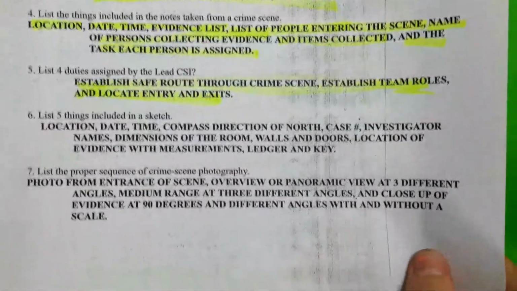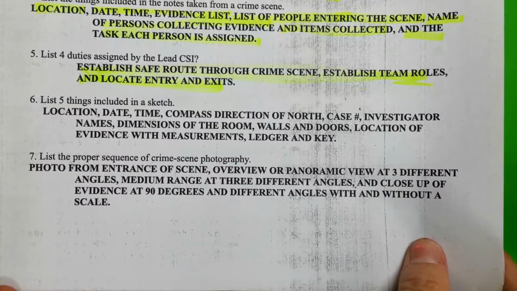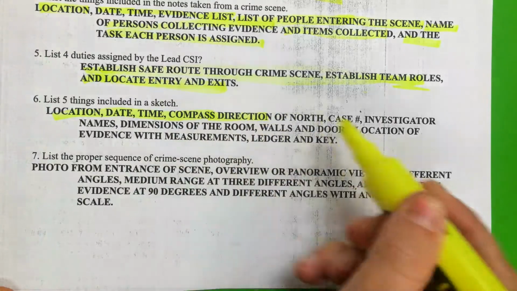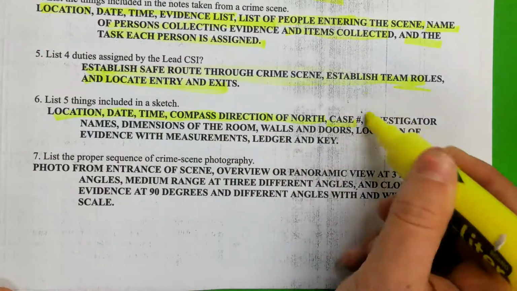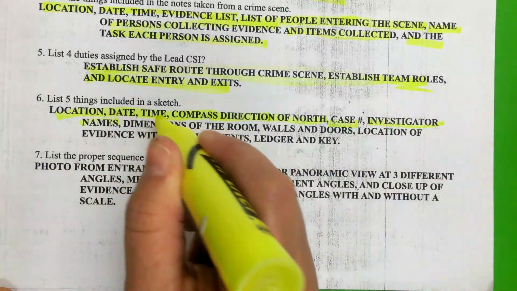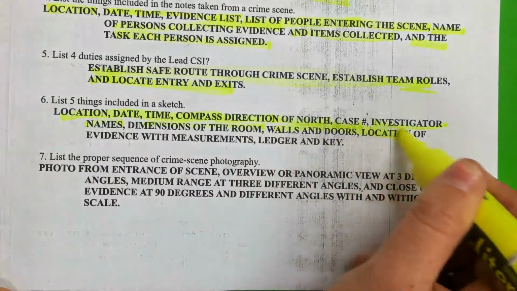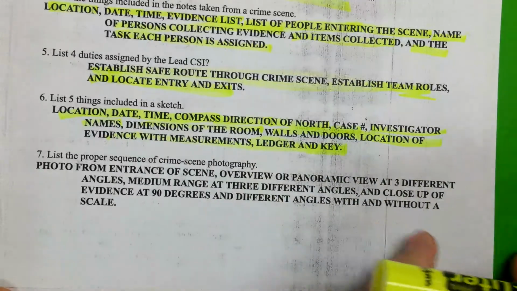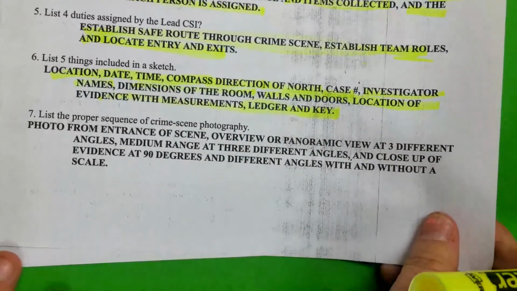Okay. Number six, list 5 things included in a sketch. So it's location, date, time, compass direction of north, case number, investigator names, dimensions of the rooms, walls, and doors, location of the evidence with measurements, ledger, and also the key.